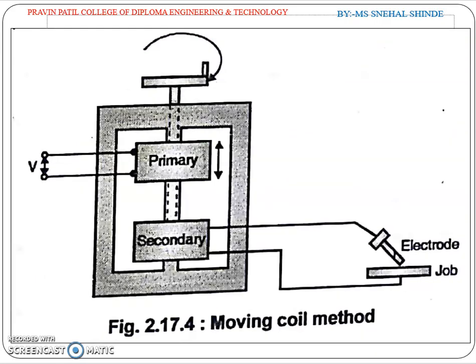Second is the moving coil method. The transformer used is of shell type with a movable primary winding, as shown in the figure. The movement of the primary is possible by rotating the handle. If the primary is moved near to the secondary, the current increases, and if it is moved away, current decreases.